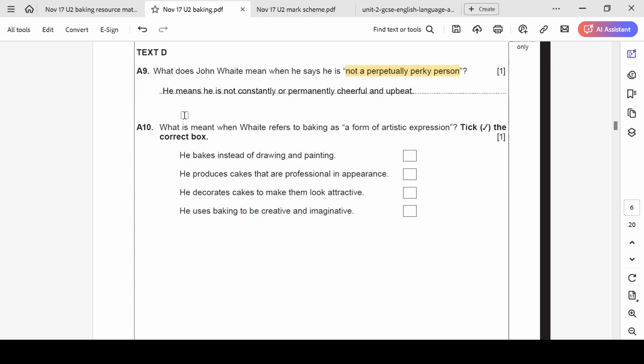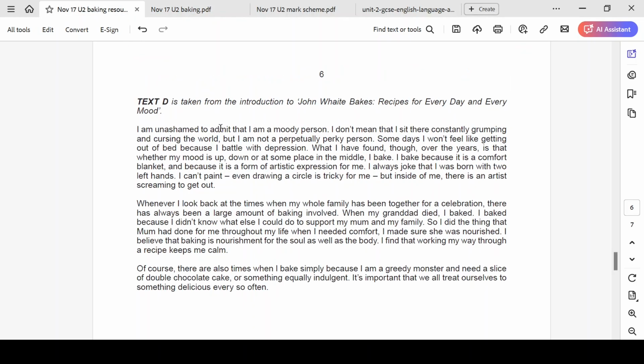A10 is similar, isn't it? It's another one about what does something mean. This time you've got a choice of 4. So what is meant when Waite refers to baking as a form of artistic expression? So I know because that's a quote, I can scan for that in the resource material. So I don't have to read it word for word. I'm scanning for the phrase. There we go. Form of artistic expression.